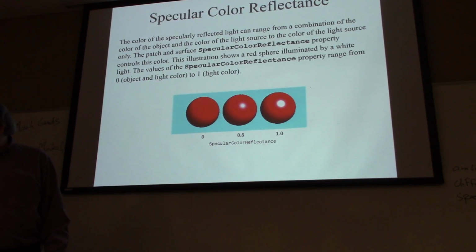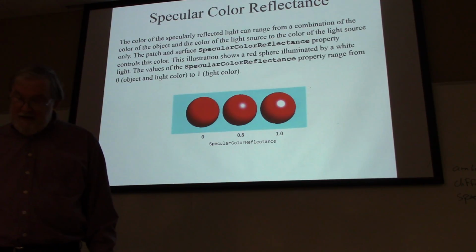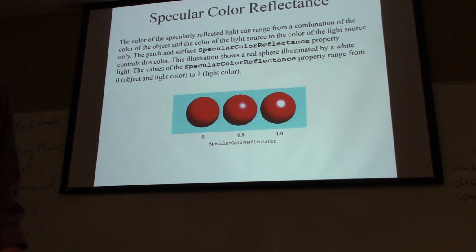Okay, so here we're going to leave the specular index the same, and we're going to vary the specular reflectance. Okay, so if we have 0 specular reflectance, there is no highlight. If we have 0.5, there's a highlight, but not all that bright. And if you have 1, you have a very strong reflectance coming out of it. Probably too strong. I like 0.5 better.